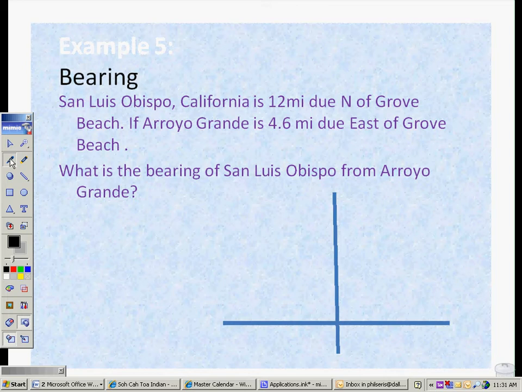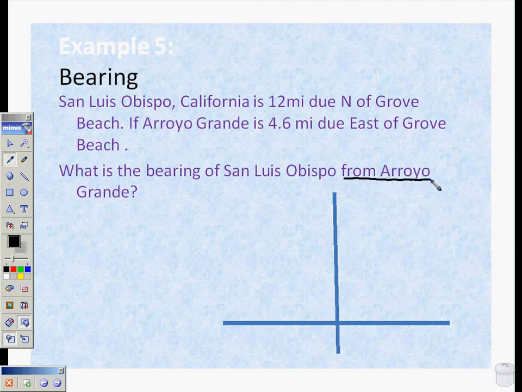So in our problem, we have San Luis Obispo, California is 12 miles due north of Grove Beach. If Arroyo Grande is 4.6 miles due east of Grove Beach, what is the bearing of San Luis Obispo from Arroyo Grande? It's important that we draw a picture to model this situation, and we need to know where we're going to put everything. So it's my suggestion that when you see that you're going from somewhere, that should be where your origin is, because that's going to be the best indication of the number of degrees that we need.